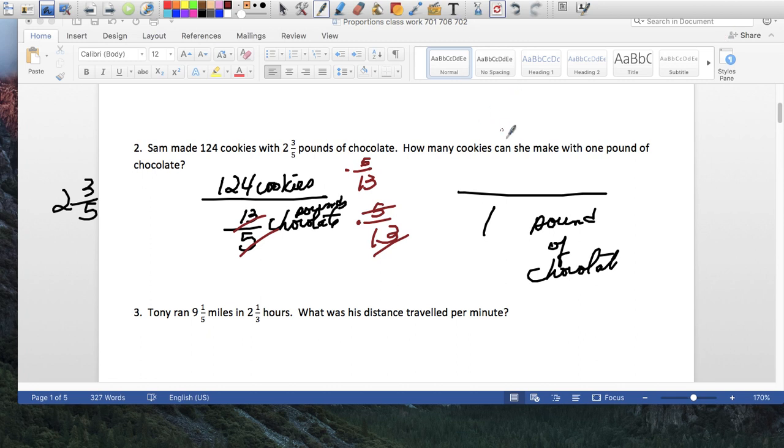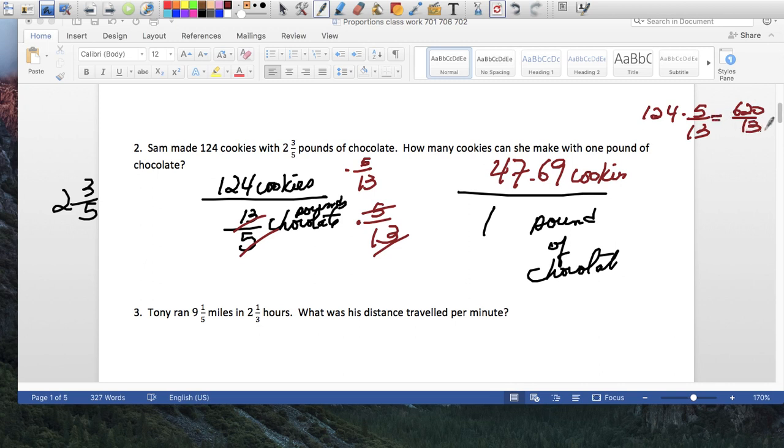You're going to get 47 and 69 hundredths cookies. I don't have a calculator that leaves it as a fraction, so if you have a calculator that uses fractions, I'll just do it out here. 124 times 5 over 13. 124 times 5 equals 620 over 13.